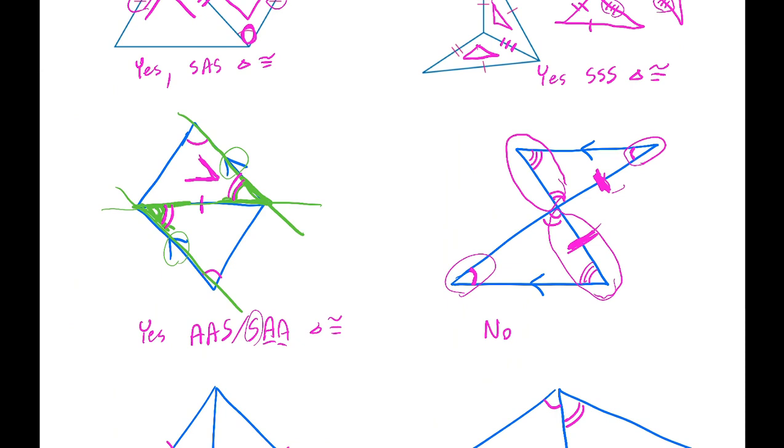These are not necessarily congruent. Maybe they are. Maybe this is like an isosceles triangle where all the sides are the same, equilateral. You know, there are possibilities, but we do not have enough information. So we're going to say not enough information.